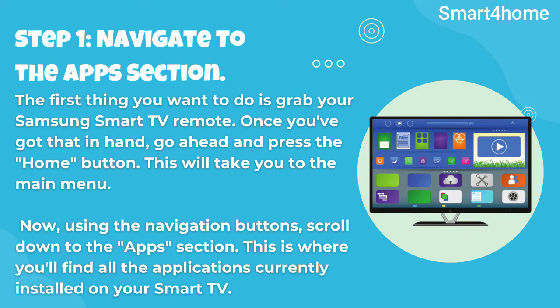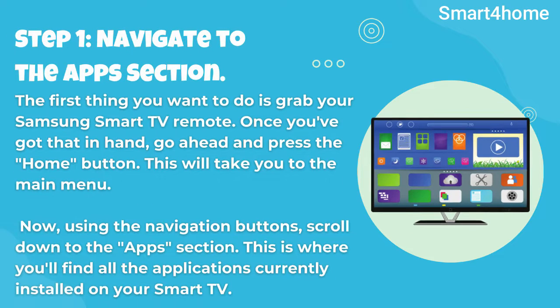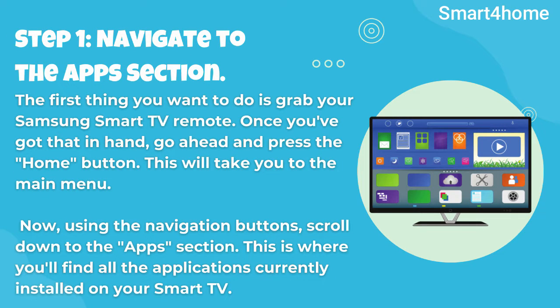Step 1. Navigate to the app section. The first thing you want to do is grab your Samsung Smart TV remote. Once you've got that in hand, go ahead and press the home button. This will take you to the main menu. Now, using the navigation buttons, scroll down to the app section. This is where you'll find all the applications currently installed on your Smart TV.